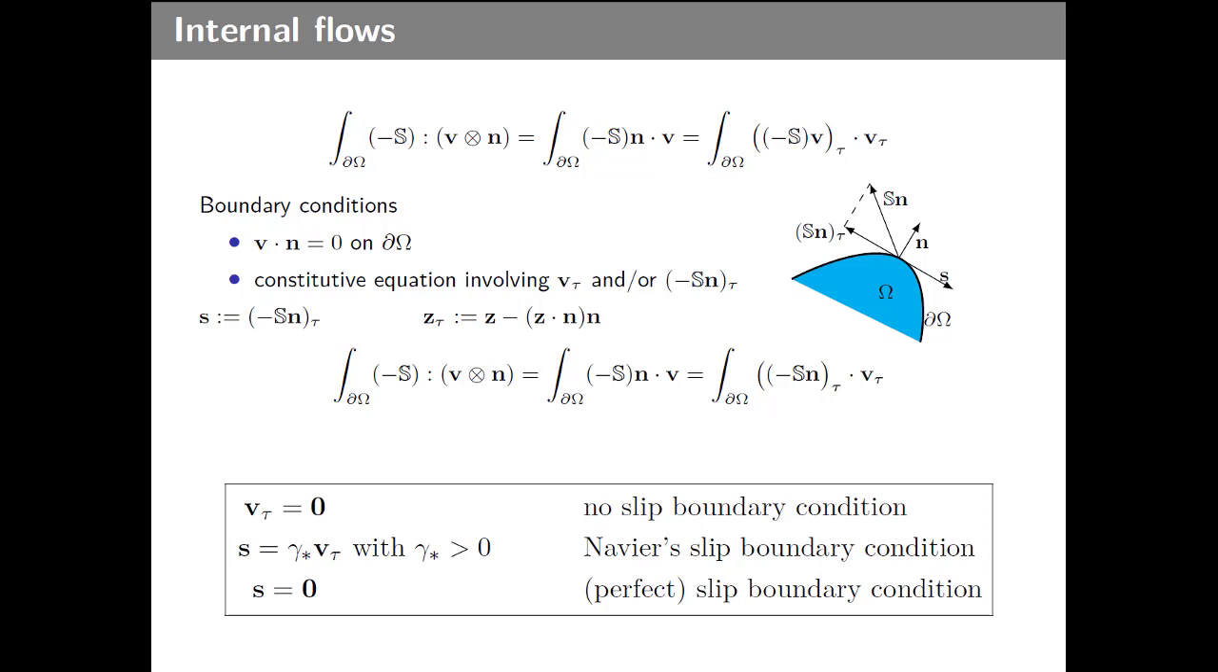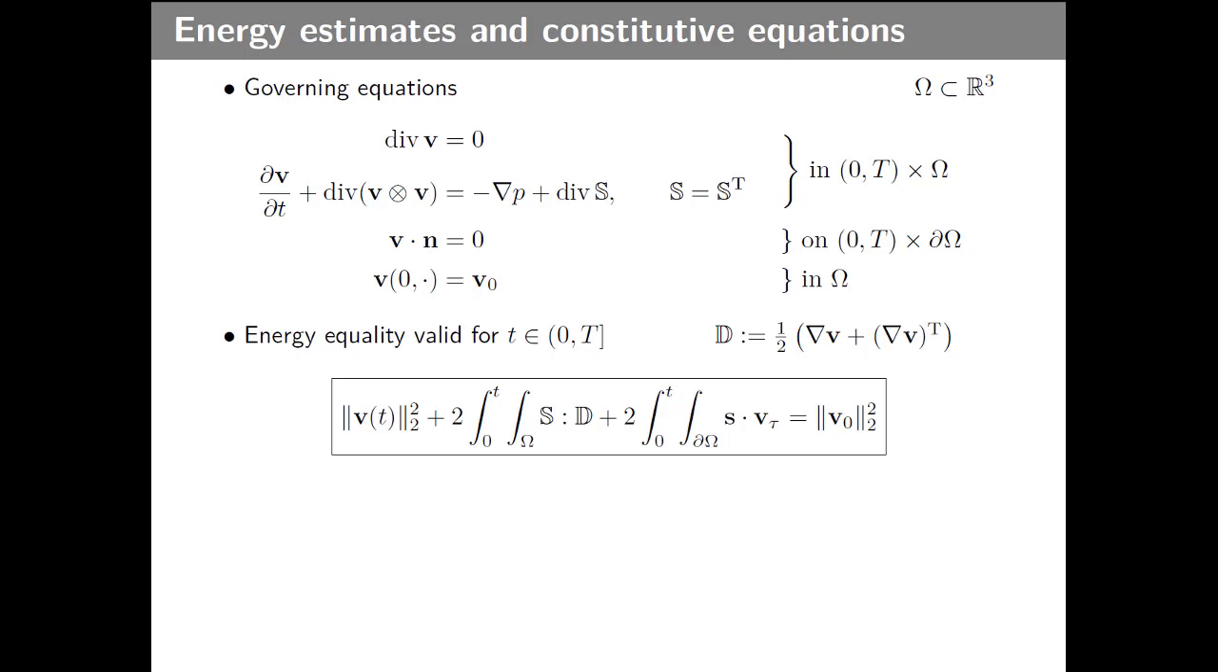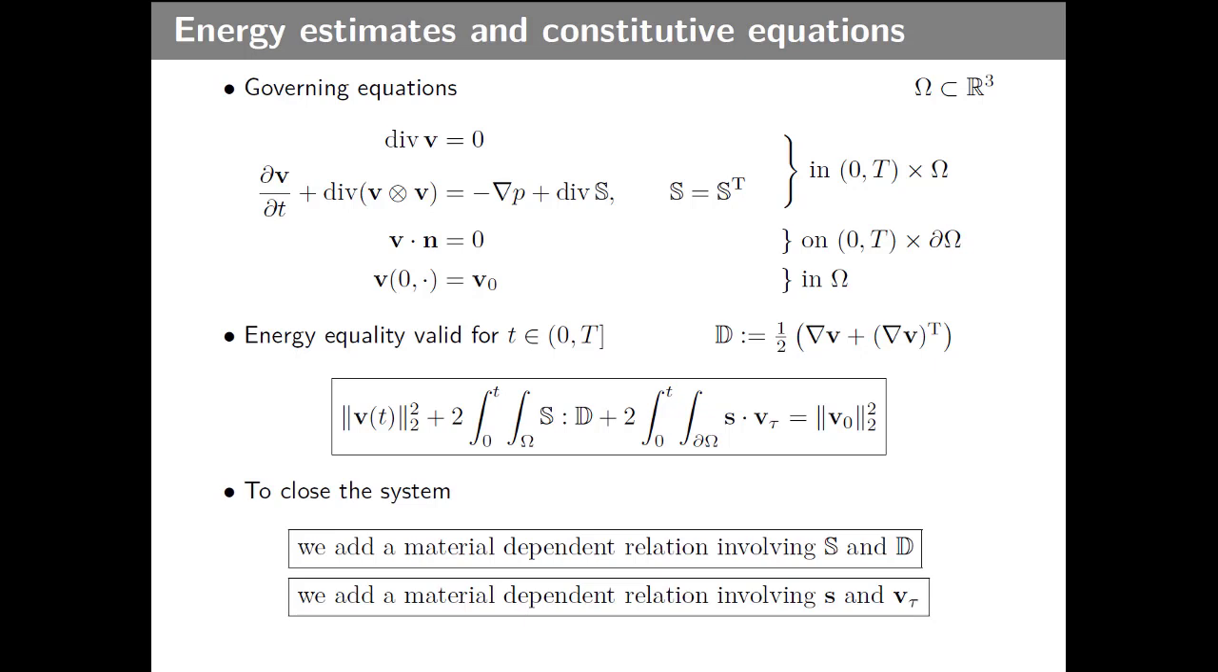After doing that, even in this general setting, when we did not specify the class of the fluid, we will get this type of energy equality. And in order to close the system, we need to add a material dependent relation which involves these two quantities. In the Navier-Stokes equation, we just have a linear relation. If we would have that S is equal to zero, we would get an Euler fluid.